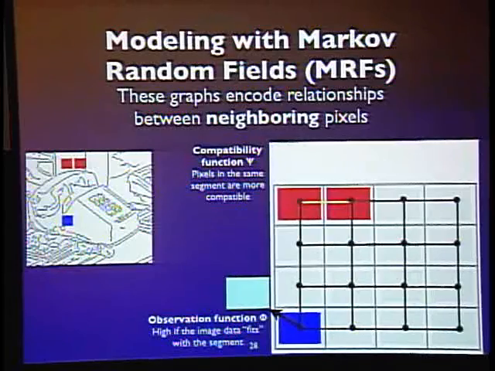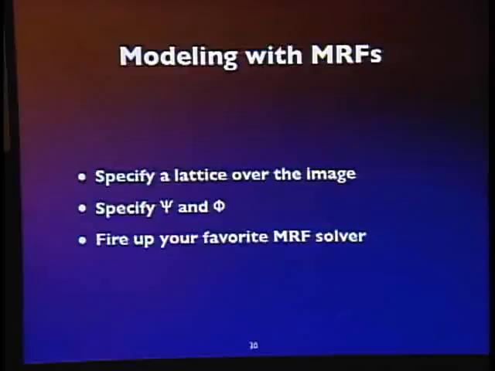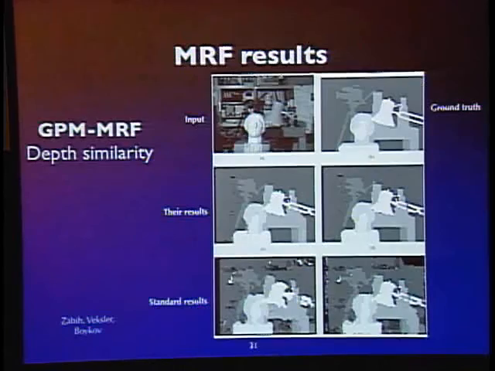And what I also told you is that there's a whole literature on how to efficiently assign labels to images that try to maximize the compatibilities between pairs of pixels and assign labels that obey the observation function. And it's a set of computer programs called Markov random field solvers. So we talked about that already. You specify a lattice over the image, you specify your compatibility function and observation function, and you fire up your favorite Markov random field solver. And you're done. And I showed these results already, actually.